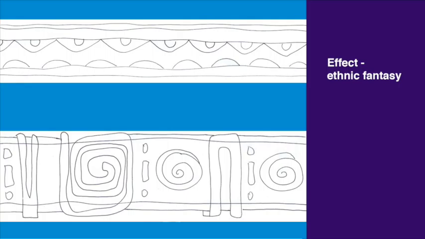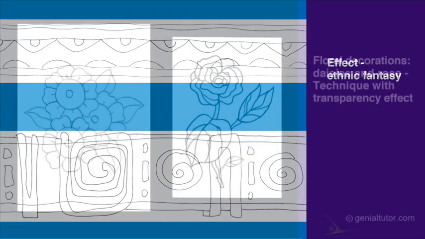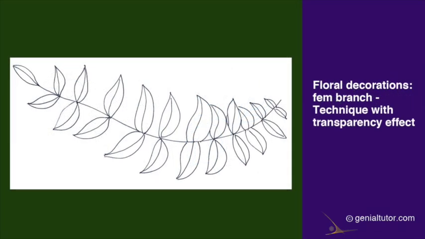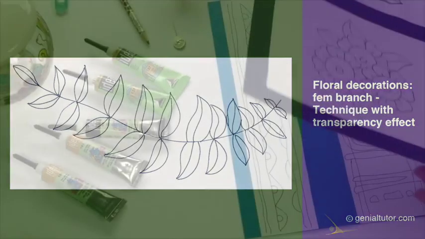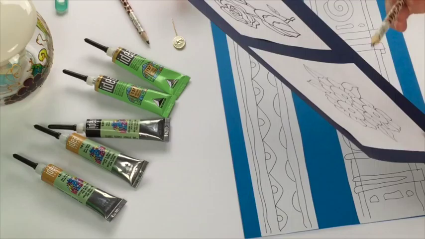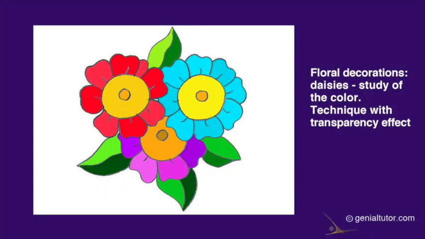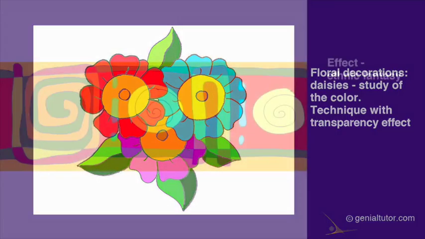In this case we have two ethnic designs. Here we have two floral patterns. On the left there is a composition with big daisies, and on the right a rose. This other drawing is a fern, so another naturalistic theme. But as you can see, in all these cases the line is never interrupted, and serves to distinguish the individual color areas.